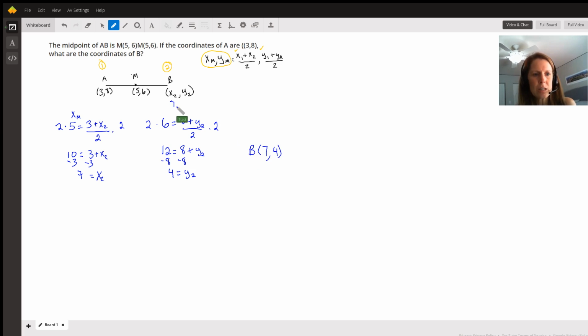And we can look at these points, and to check our work, let's make sure that the distance between point A and point M is the same as the distance between point M and point B. So the x difference between A and M is 2, and the x difference between M and B is also 2. The y difference between point A and M is 2, and the y difference between point M and B is also 2. So we know that our answer of 7, 4 is correct.